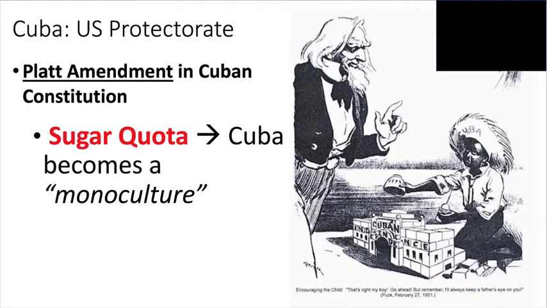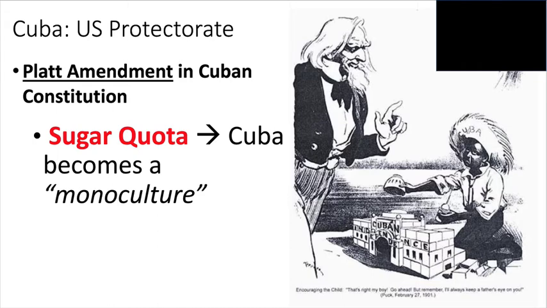When your entire economy is based on one product, what if something goes wrong? What happens if the price of sugar suddenly drops? What if there happens to be a storm or a disease that affects the sugar crop? You're in trouble. You're done. You have nothing to back you up. You get what I'm saying?